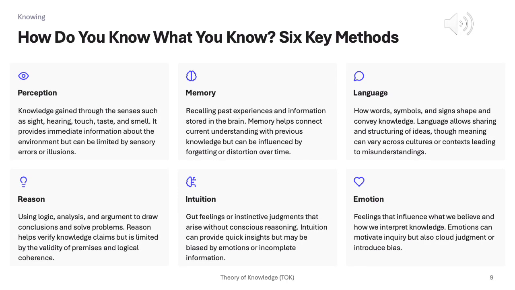So, how do you know what you know? There are 6 key methods we rely on. First is perception. Knowledge gained through our 5 senses, providing immediate information but sometimes subject to illusions. Second is memory. Recalling past experiences, though it can be distorted over time. Third is language, which shapes and conveys knowledge through words and symbols, though meanings can vary across cultures.